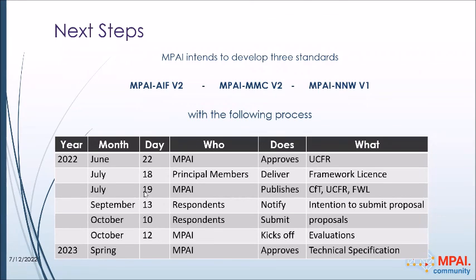The steps are here. After the 19th of July, we expect on the 13th of September respondents to notify their intention to submit a proposal. This is a kind request to do it. It is not compulsory. And if you do it and you don't submit, well, that's fine. Then on the 10th of October, respondents are expected to make their submissions. On the 12th of October, we'll start evaluating the proposals and then start drafting the standard, testing, everything that is needed.